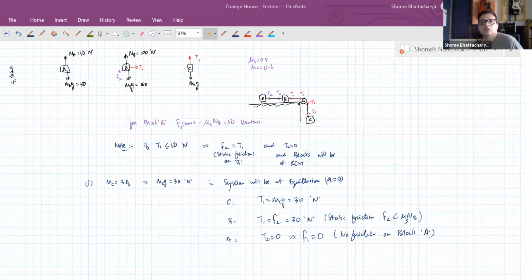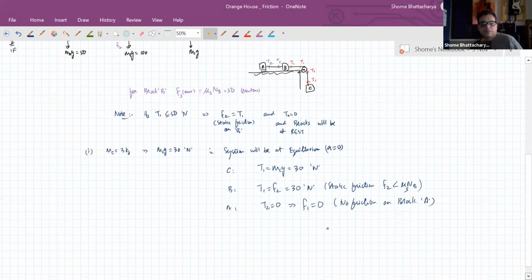You understanding that, Krupa? जब तक T1 does not exceed this limiting friction, there is no tendency for this block B to get pulled in that side. So if it is not getting pulled, it's not going to pull the string. So that tension T2 will not exist. Okay. Good. Now in the second case, you can see that is what is happening.